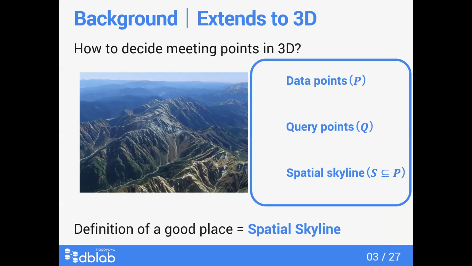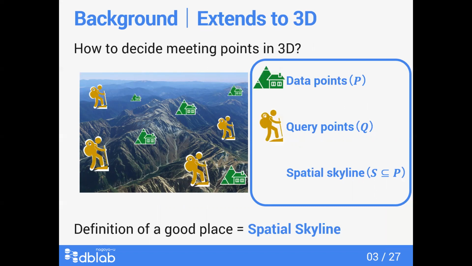There's no research that extends this to 3 dimensions, but let's try to define the spatial skyline in 3 dimensions. For example, on a mountain, there are several places to rest and stay and several climbers. When you want to gather everyone in one place, the question becomes how to decide where to go, like the meeting point I just described. Thus, we can solve these problems by calculating the Euclidean distance between 2 points over and over again as a spatial skyline query to find a good place.